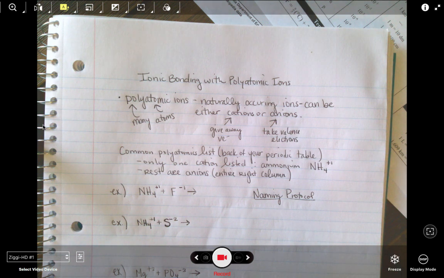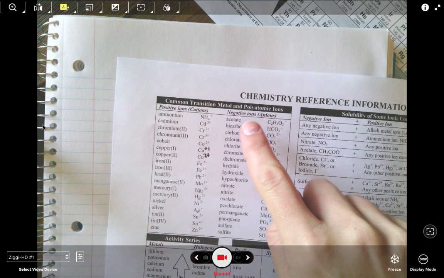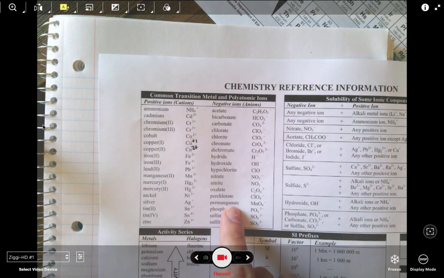On the back side of your periodic table, on the upper left-hand corner in the chart that says common transition metals and polyatomic ions, this is where you're going to find the polyatomic ions that I'm going to be referring to.